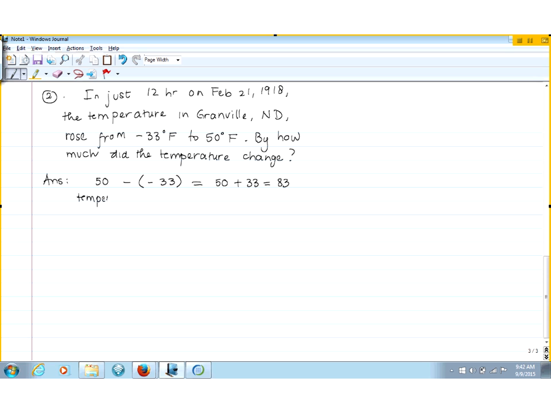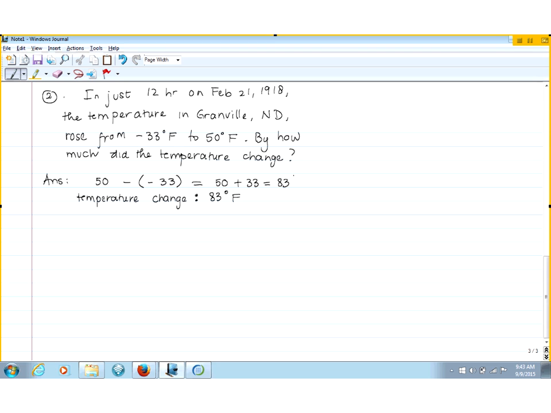Now, this is what you should write down. Temperature change, also on the exam, right? Colon. 83, what is the unit? Degrees Fahrenheit. So it's just answering the question. So we don't leave it at 83, but we write down 83 degrees Fahrenheit. So you brought good questions. Easy. All right. Now let's do 1.7 now.